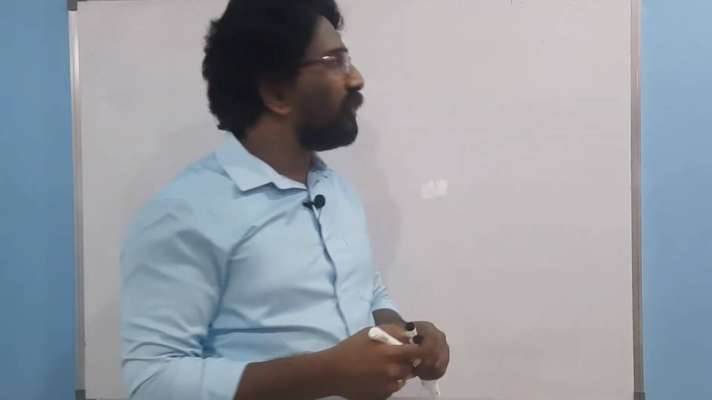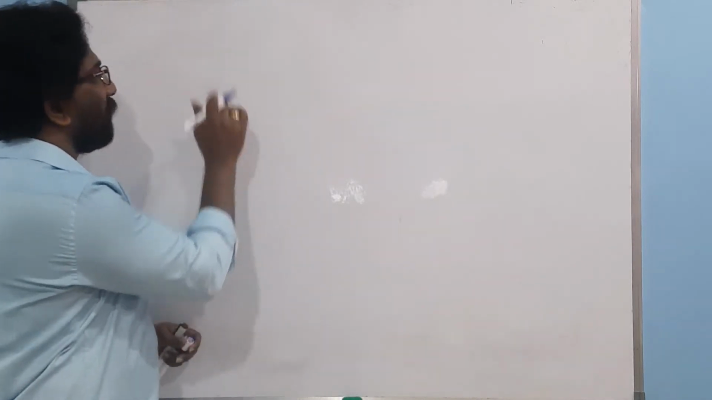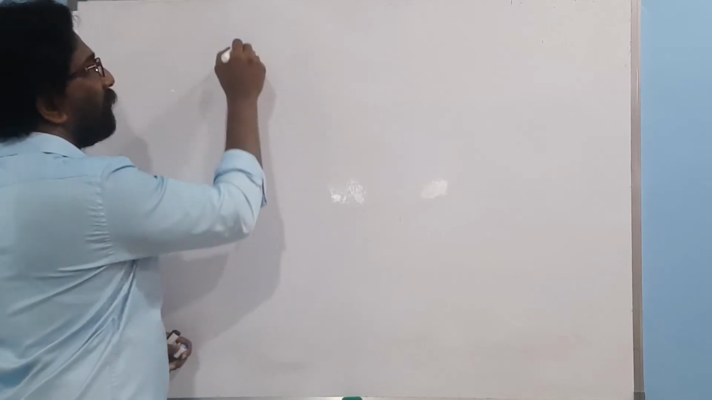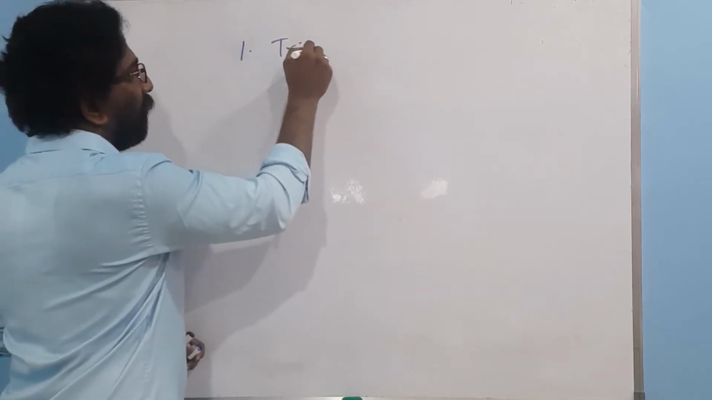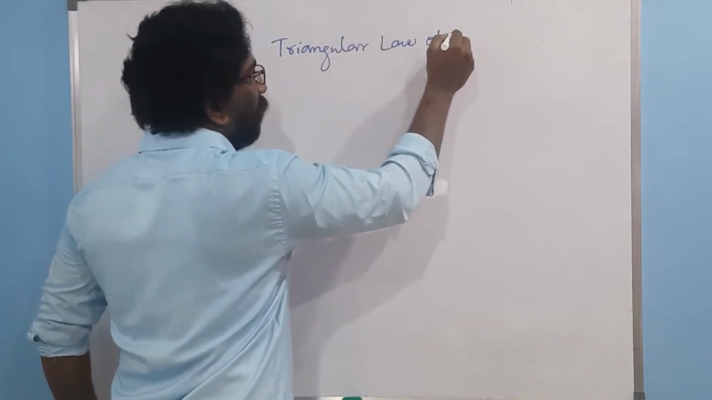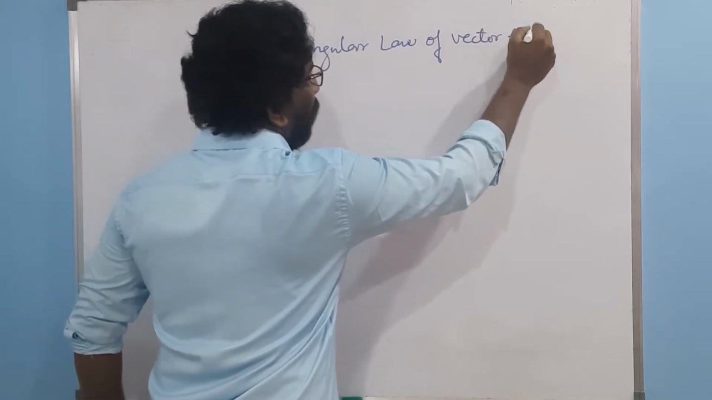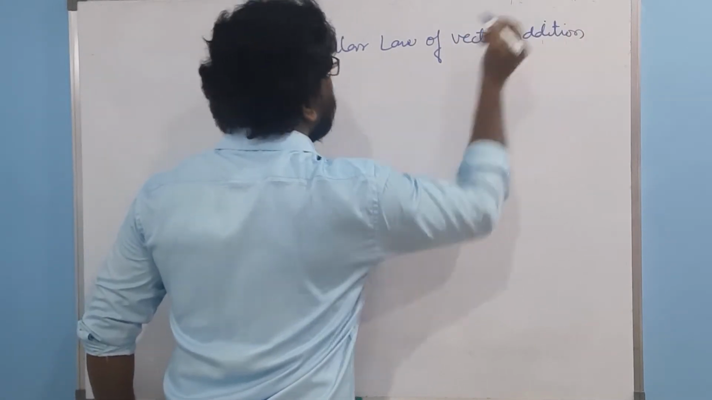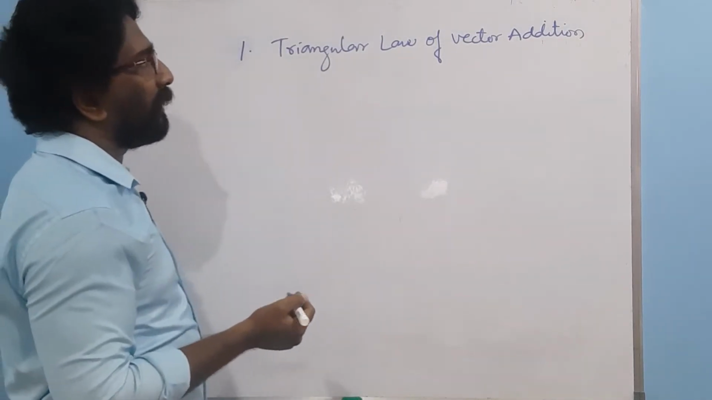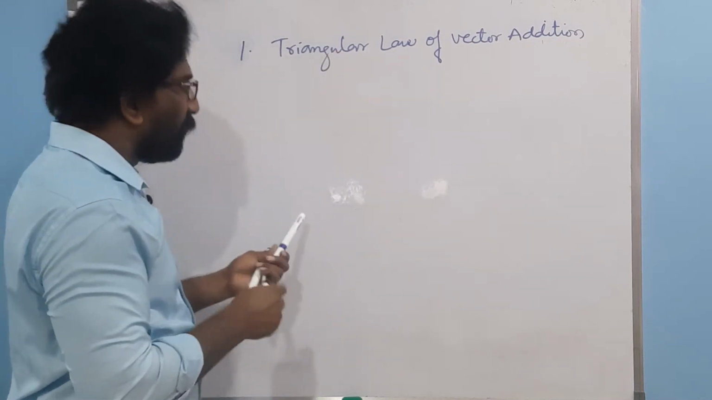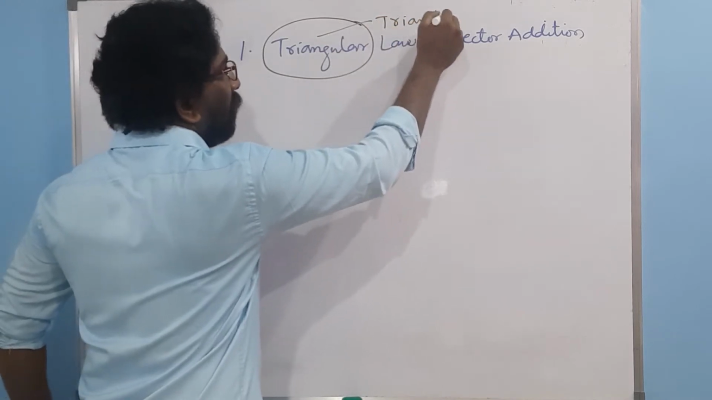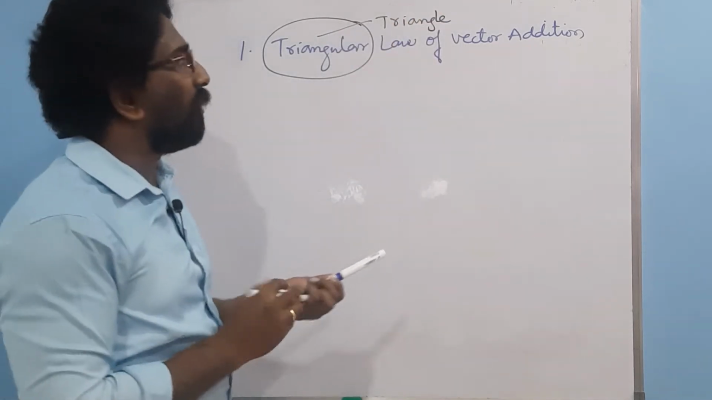First kind of vector addition if the vectors are projected in two different directions. The first kind of law is triangular law of vector addition, and some people even name it as triangle law of vector addition or triangular law of vector addition. This can also be written as triangle law of vector addition or triangular law of vector addition.